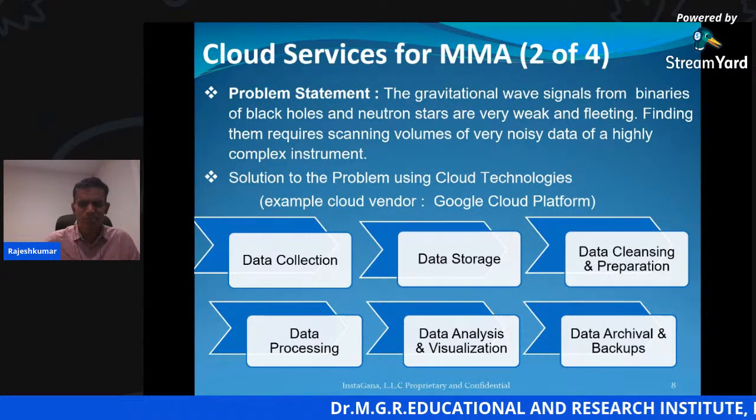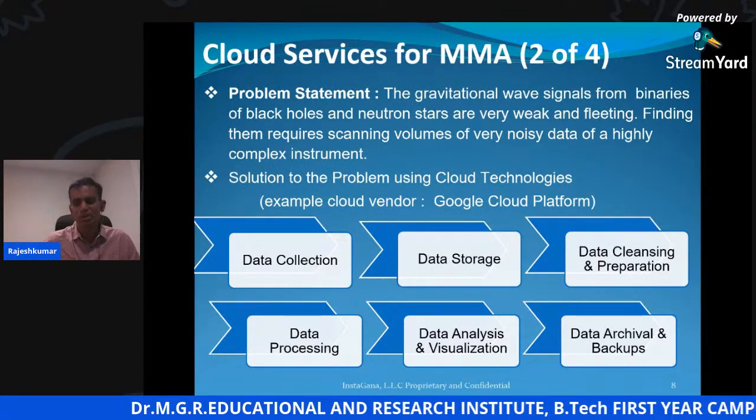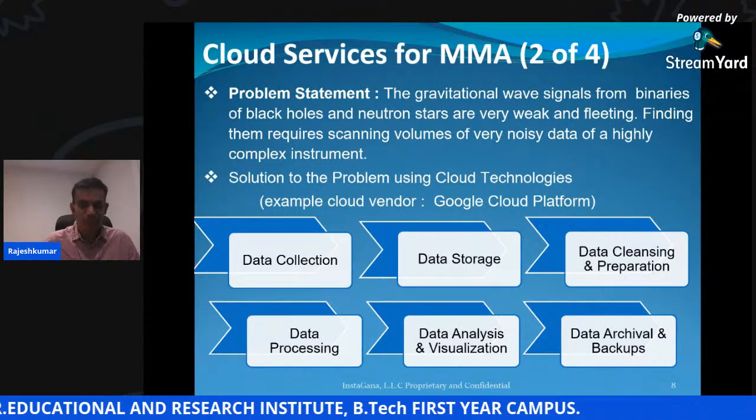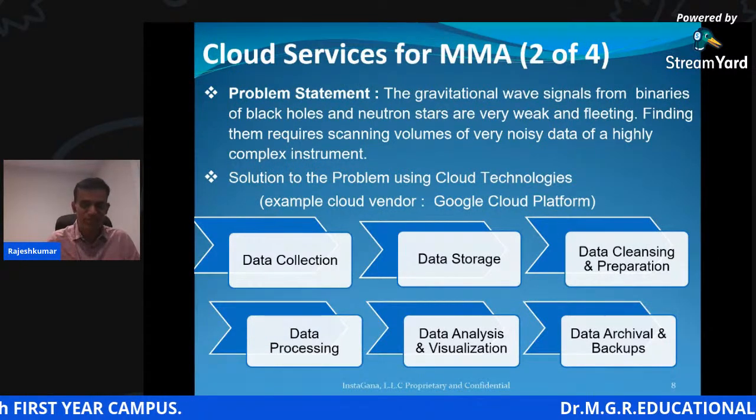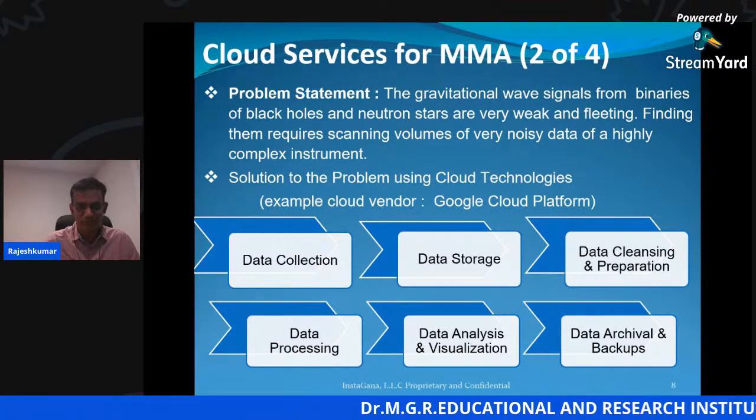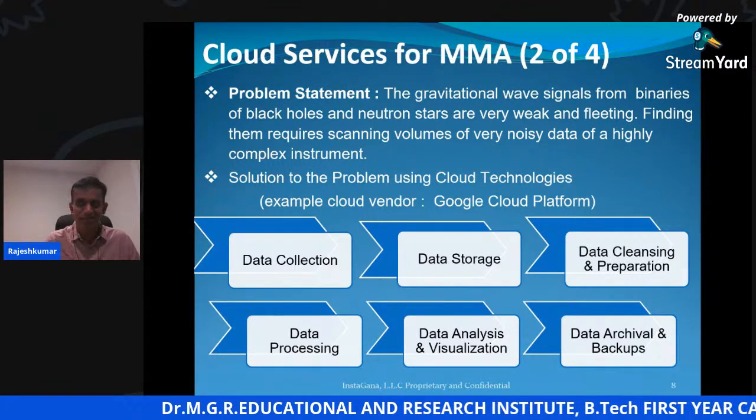And the data storage is quite huge, humongous actually. There are exabytes of data, and you need to store them carefully. And then once the data is stored properly, there is data cleansing and data preparation.